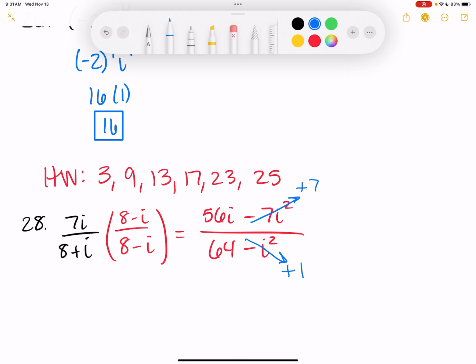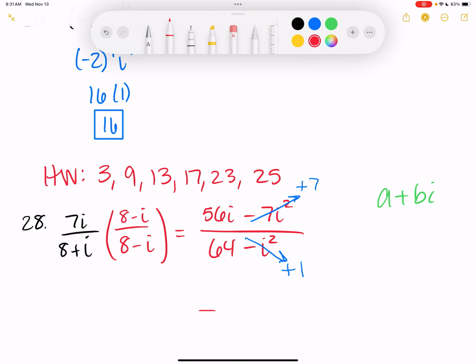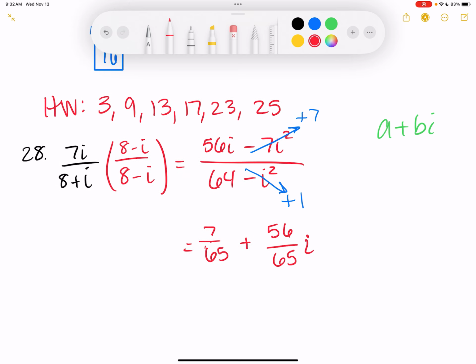So I need to write this in standard form. It's split into two pieces because standard form is a plus bi. So I get 7 over 65 plus 56 over 65 i. Why isn't it 56i over 65? It's because the i is next to the 56, so that makes it the b term. Yeah, whatever i is touching is b.